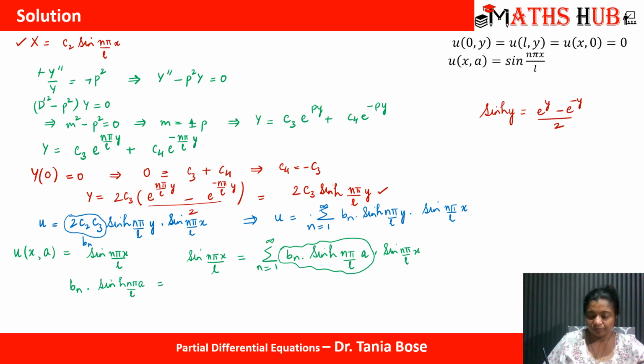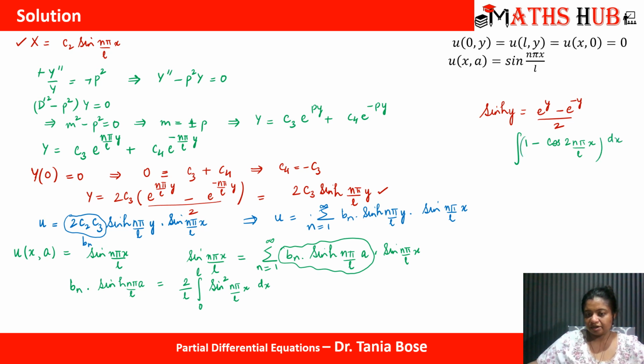This will be equal to 2 by L integration 0 to L. The function is sine n pi x by L and also multiplied by sine n pi x by L. So it will become sine square n pi by L into x, right? So now let us do the integration here. I'm not left with any space here. So sine square theta can be written as 1 minus cos 2 theta divided by 2. So this 2 and 1 by 2 will get cancelled, right?